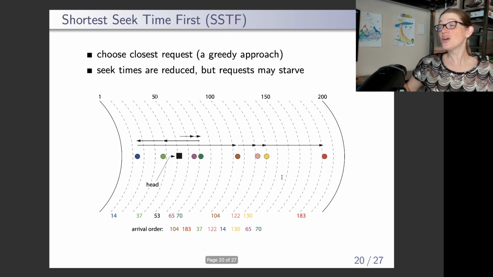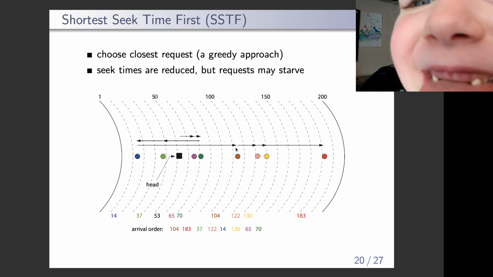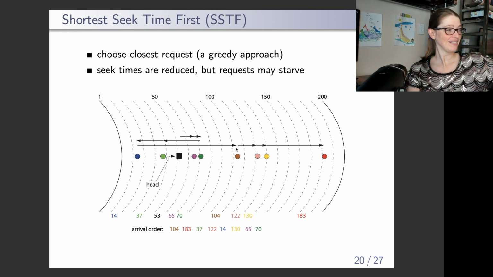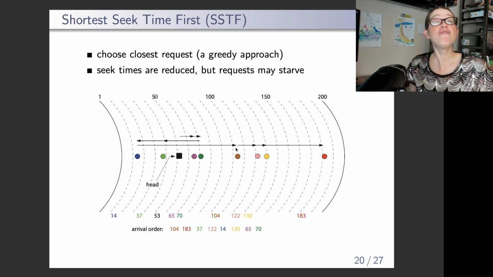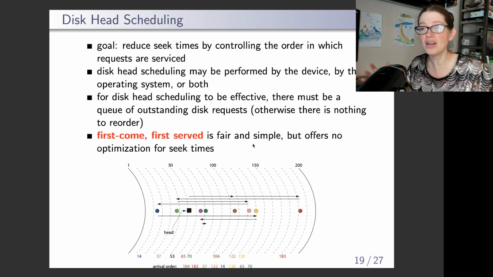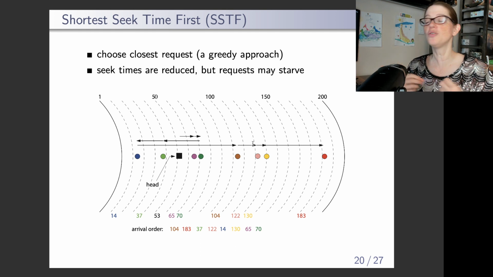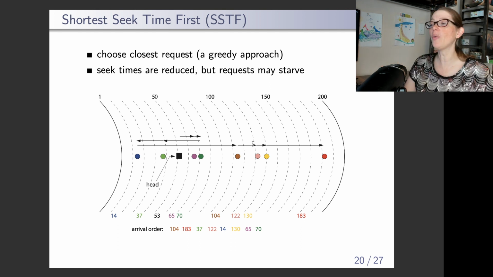Okay. So the next thing we need to do is we need to do better than that. It's fair, most certainly, first come, first served. But the problem is, look at all that head movement. We don't like that. I want something better. How can I do better?